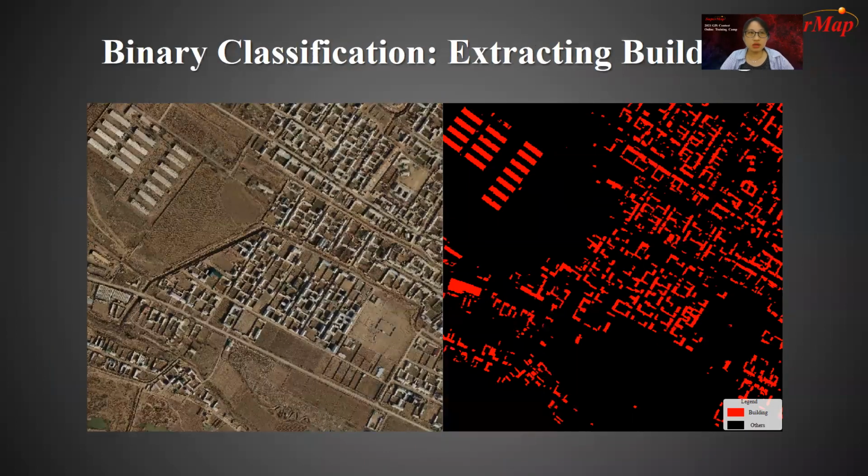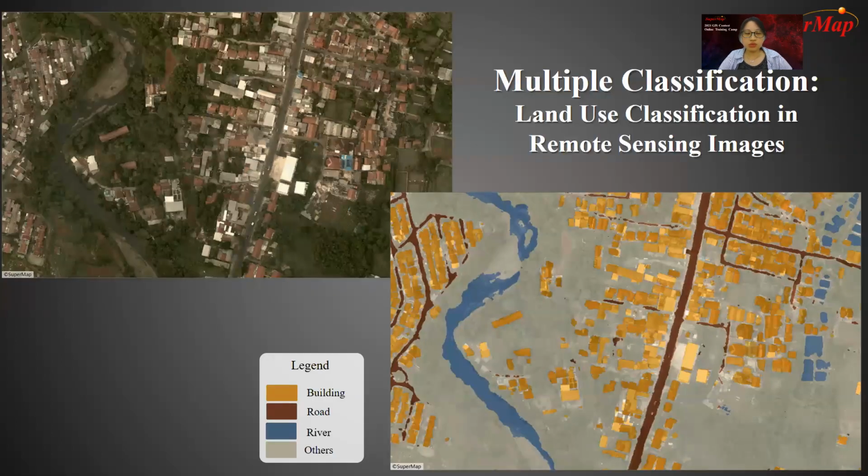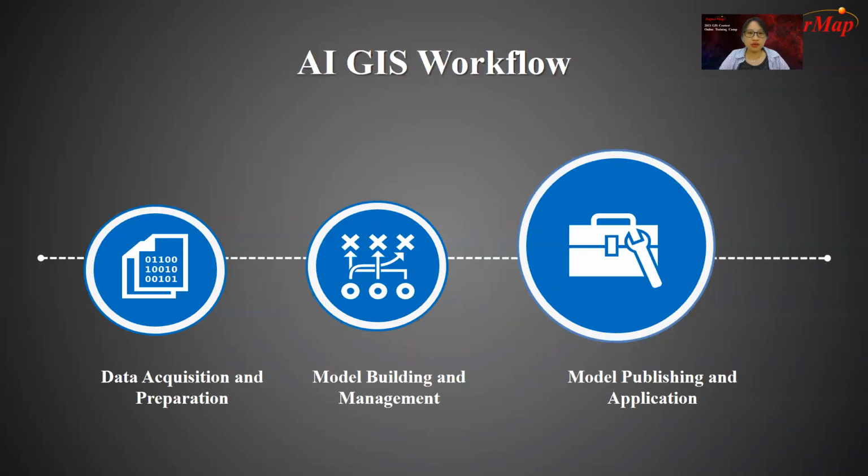Another example is about building extraction. Here it uses binary classification to extract the buildings. And also machine learning can be used for land use classification. So if you have remote sensing data, you can make the land use and cover classification.